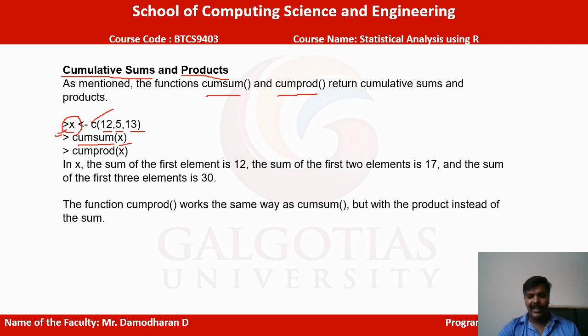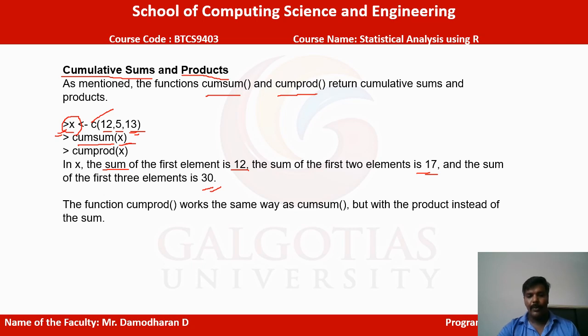So after getting this x, it will go on to calculate the sum. The first number is 12. After 12, we add the second digit. So 12 plus 5, we get 17. Then with 17, we take the third digit: 17 plus 13, we get 30. So the sum of these three values is done one by one, like a sum operation.